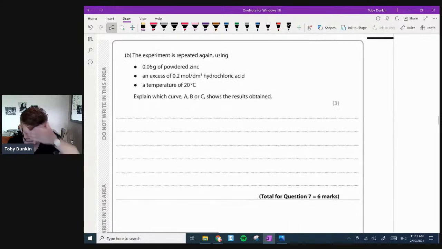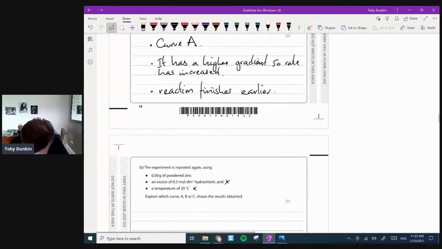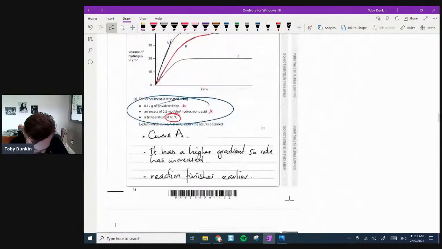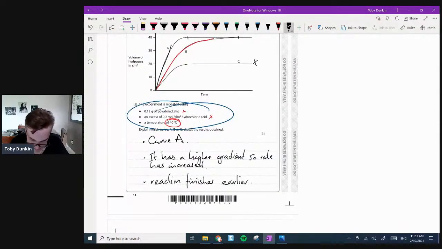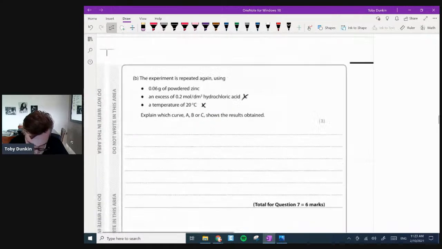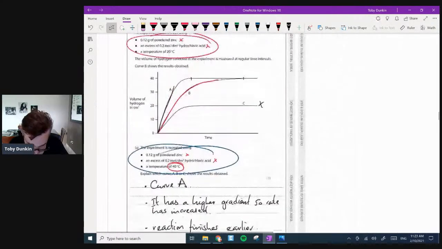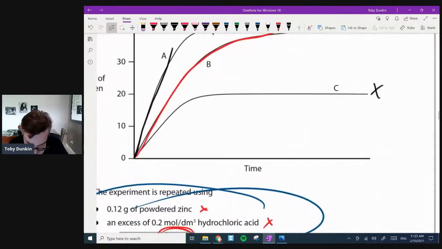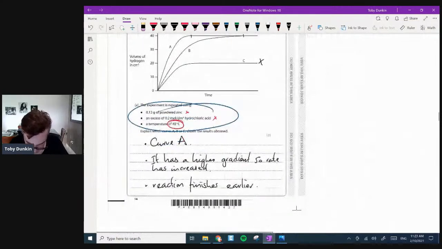Fascinating one. The experiment is repeated again using R. So this time, as that stayed the same, they've now added 0.06 grams of powdered zinc. Which one is that going to be? So they've halved the amount of zinc, which makes sense for C to be the line. So the first mark is for saying curve C. Explain that. That's interesting because the rate should actually be exactly the same and it's not. How fascinating. The initial rate anyway, which is actually an incorrect graph, but whatever.